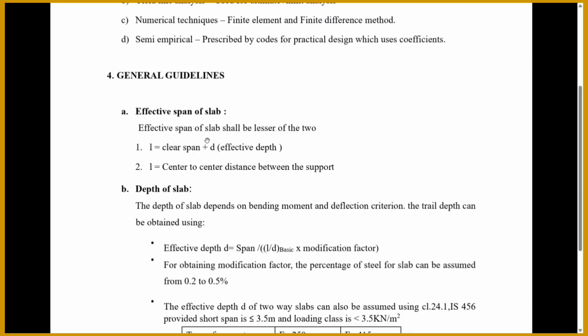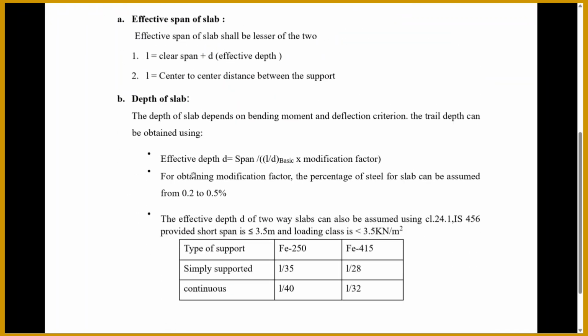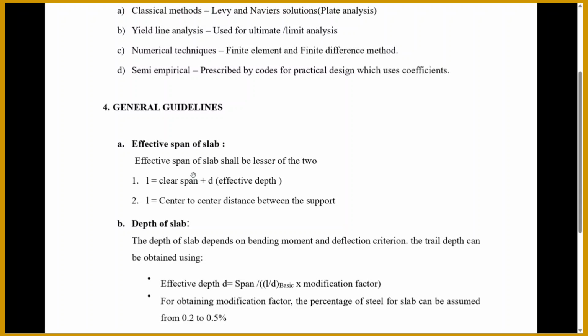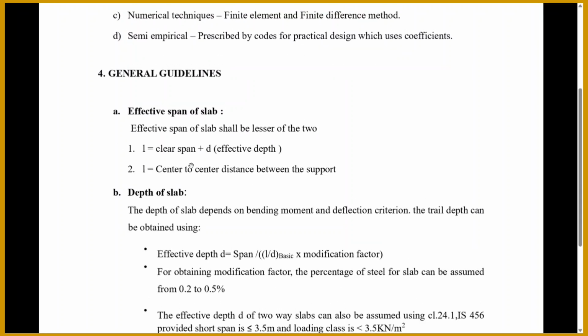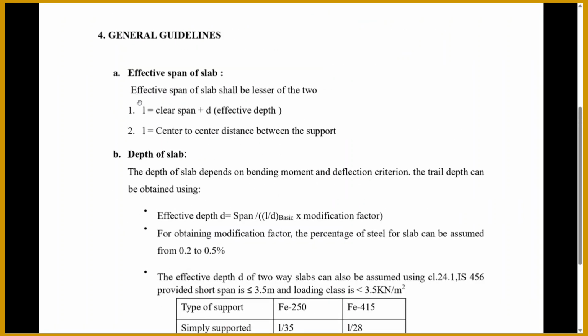And next are the general guidelines for the slab. As you can see, if you design the slab, you will have to consider the effective span. This guideline is given in the code. Also, the effective span of the slab shall be the lesser of the two. First one is L, where L is equal to clear span plus effective depth of the slab.